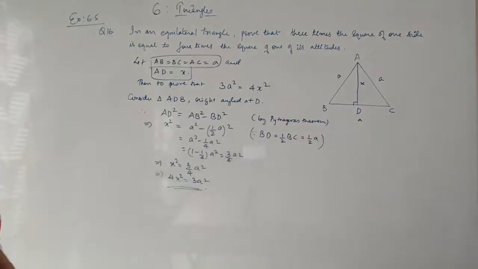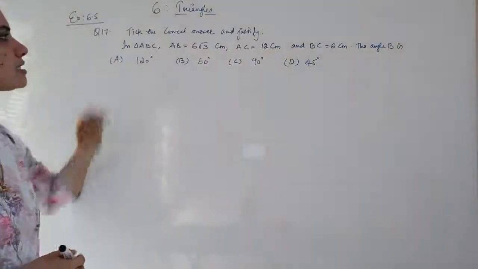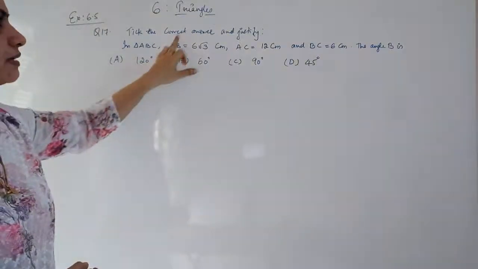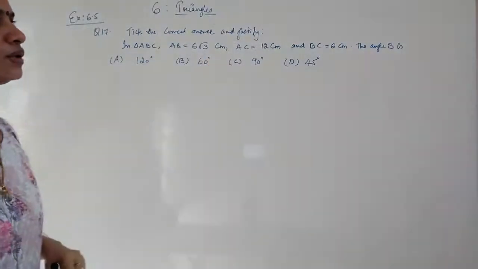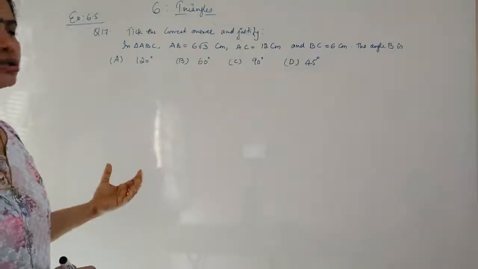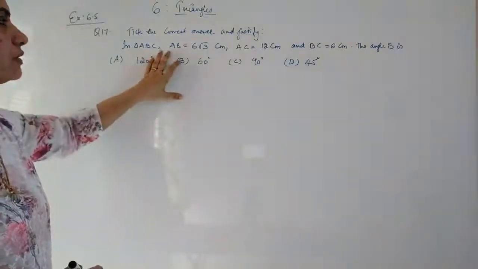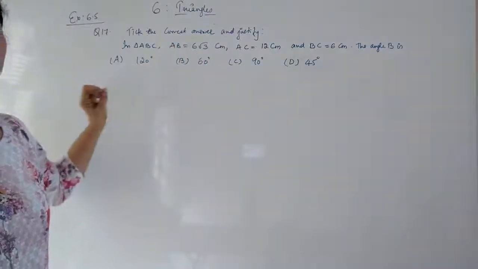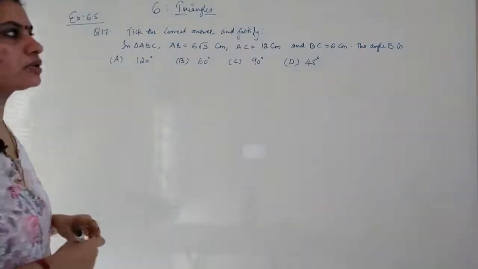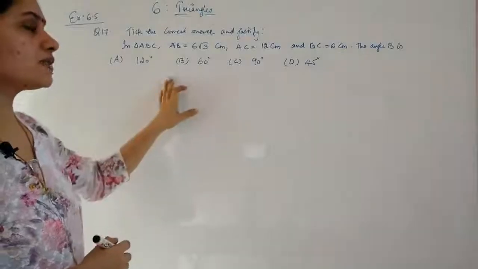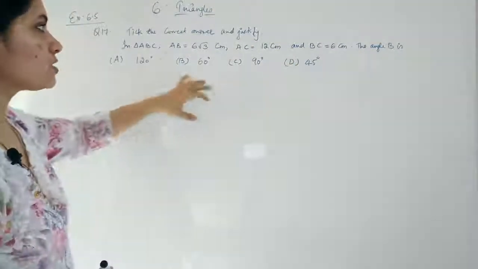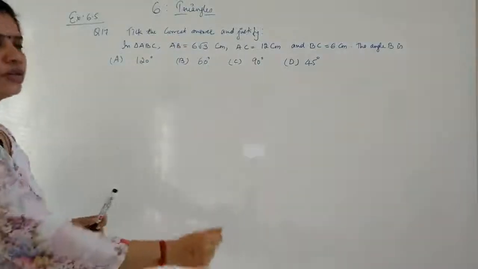Question number 17 is tick the correct answer and justify. In triangle ABC, AB, AC and BC are given. You have to find out what is angle B. So first we will find out AB square, AC square and BC square, so that we get an idea whether it satisfies the Pythagoras theorem or not. If it is satisfying, we can say that the angle will be 90. If it is not, we cannot say what that angle will be.